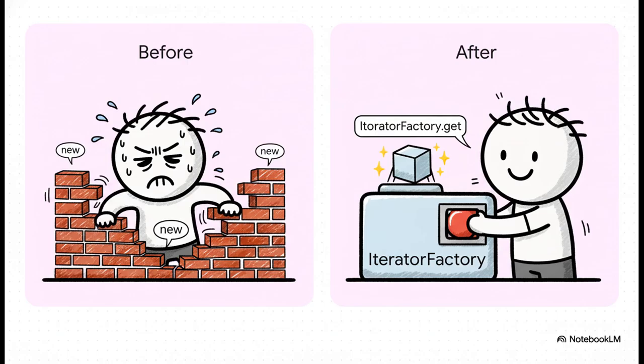So before, we see we're creating the iterator directly. But after, we ask this thing called an iterator factory to do it for us. We just say, hey, can I get a linear one? And the factory handles all the messy details. It's way cleaner, and all that creation logic is now in one single place.